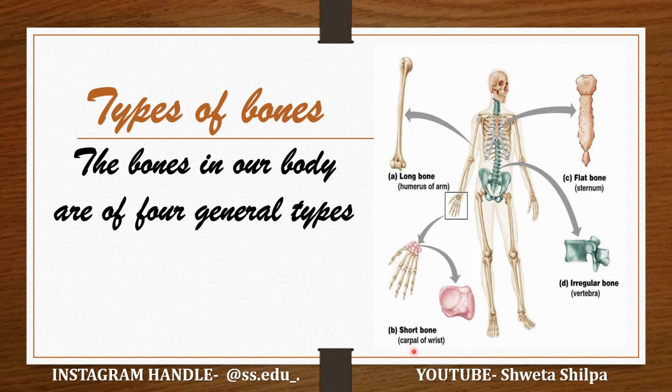The second one is the short bone. Short bones are present in the wrist and the ankle. The third one is the flat bone. They have broad surfaces to protect the internal organs, for example, the bones found in the skull. And the fourth one is irregular bones. They have different shapes and sizes, like the bones found in the ear.